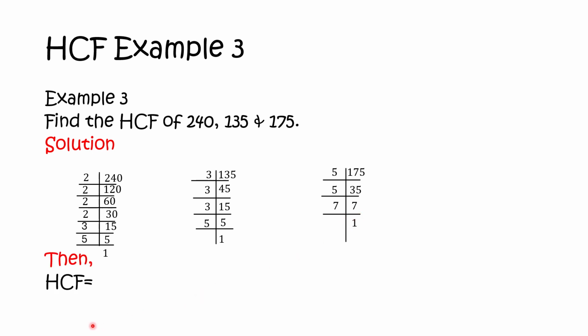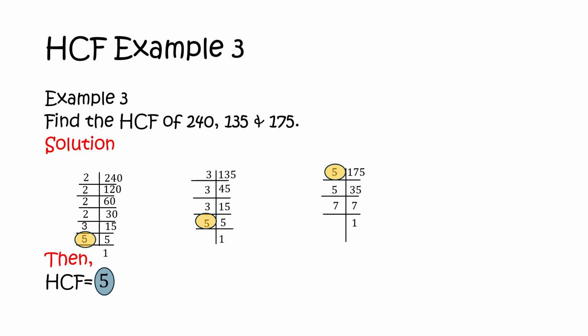Great. So now we look for the common factors. The common factor that we find here is a 5. Do we have any other? No, we don't. So we get our HCF as 5.